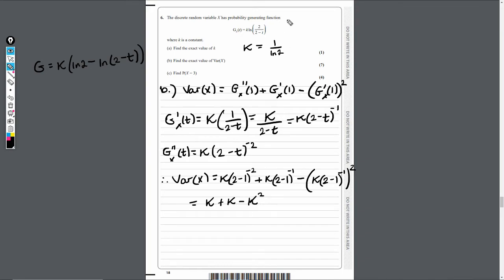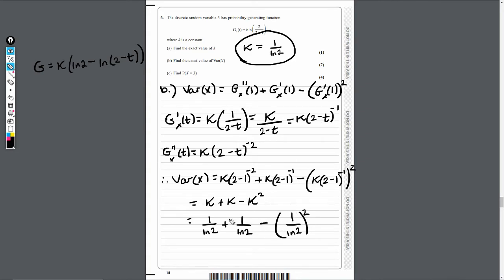But we know, up here now, that k is equal to 1 over ln 2. So just plugging in my k now, it's going to be equal to 1 over ln 2, plus 1 over ln 2, and finally, minus (1 over ln 2) squared. Like so. And there we have it. So that's part B fully complete for the 7 marks.